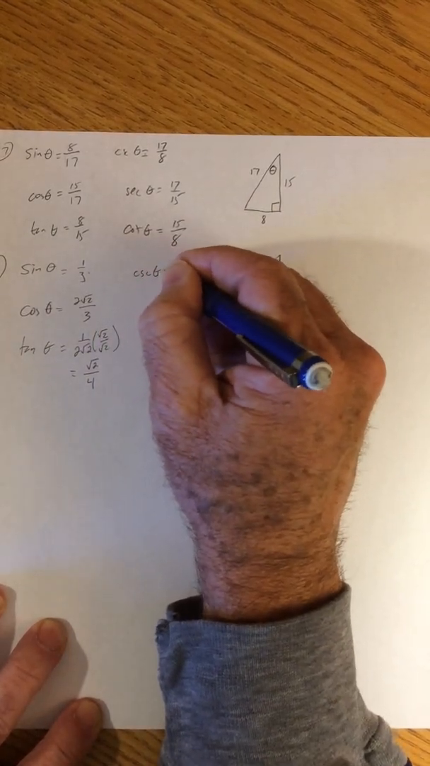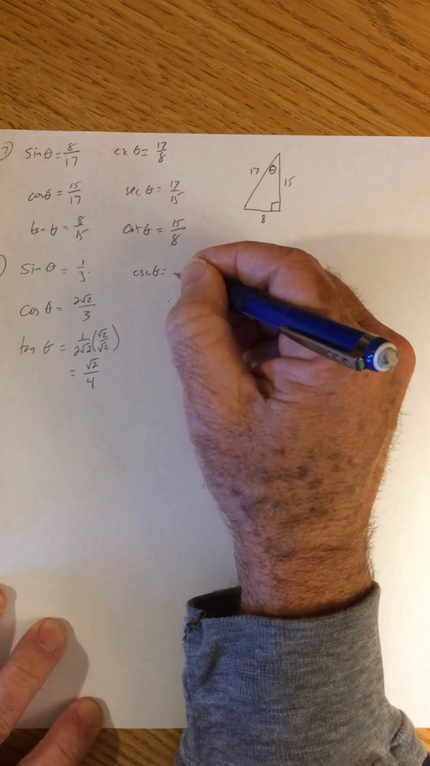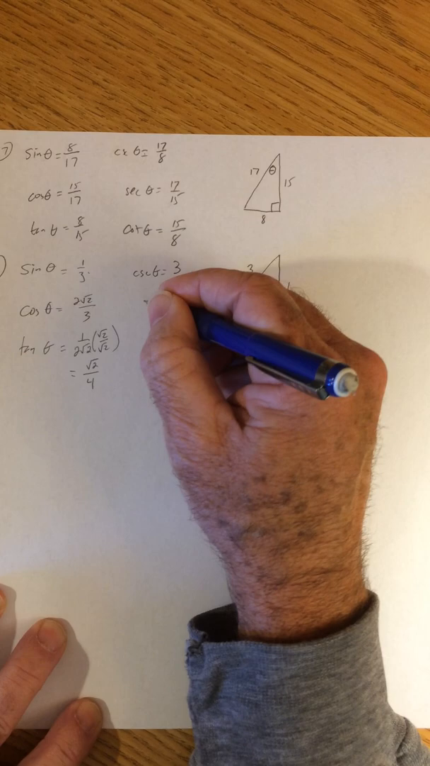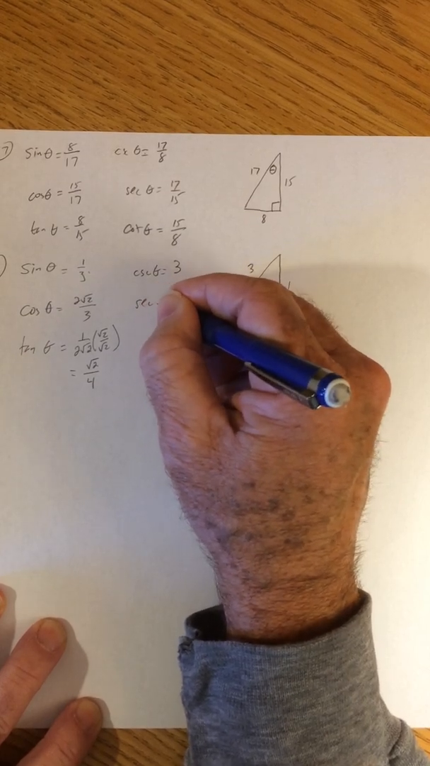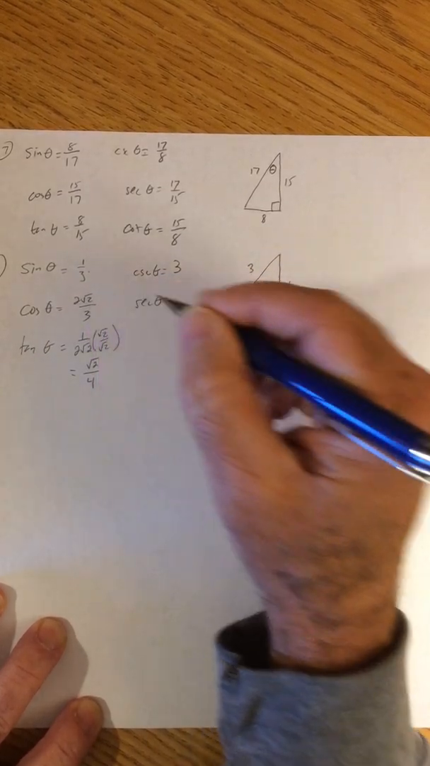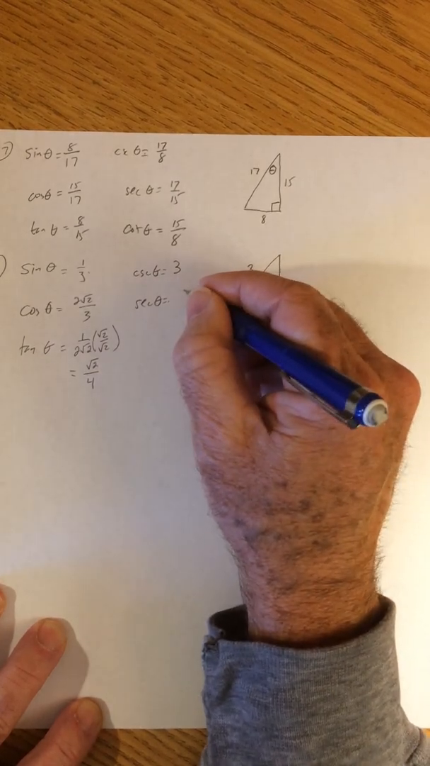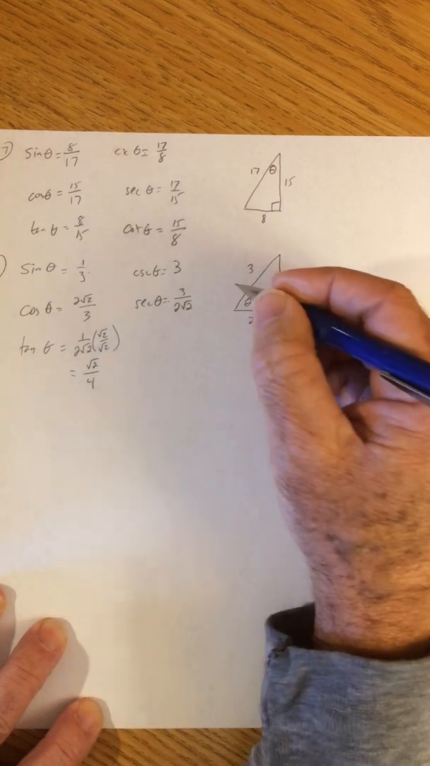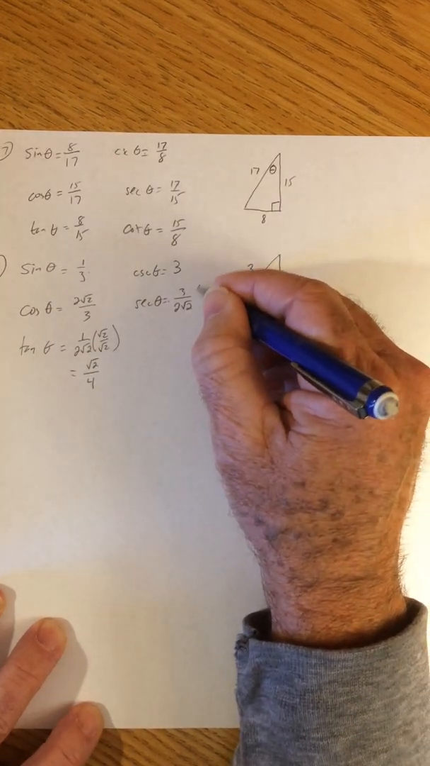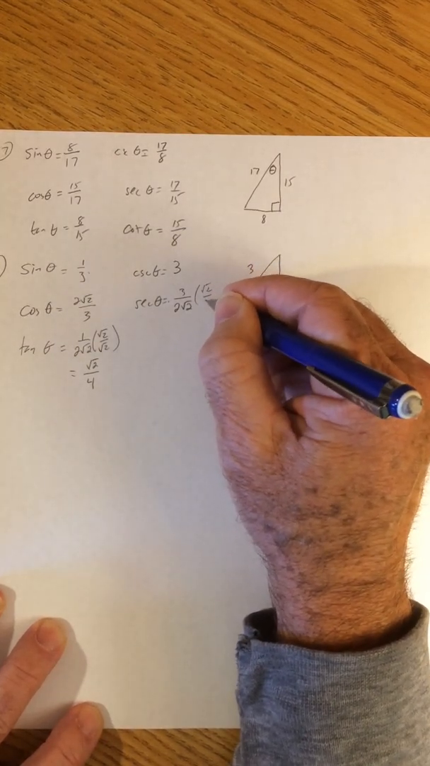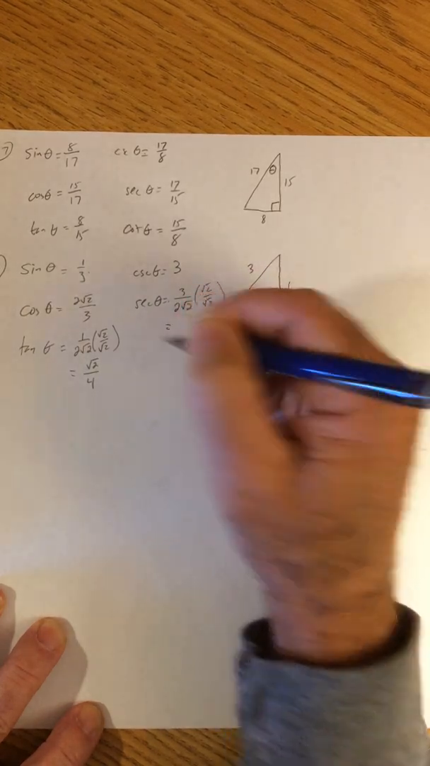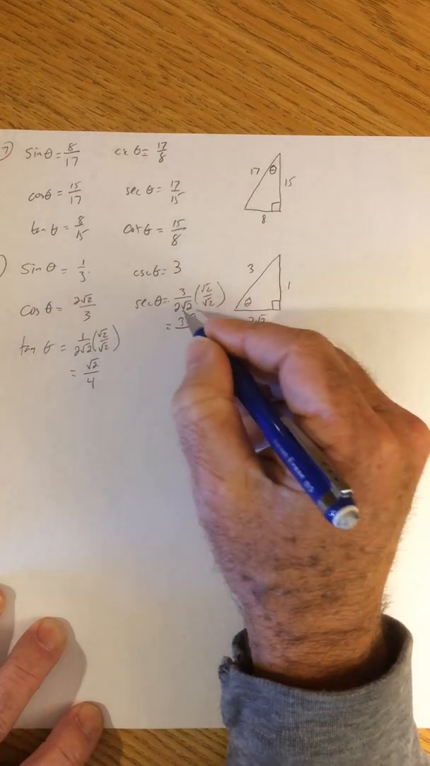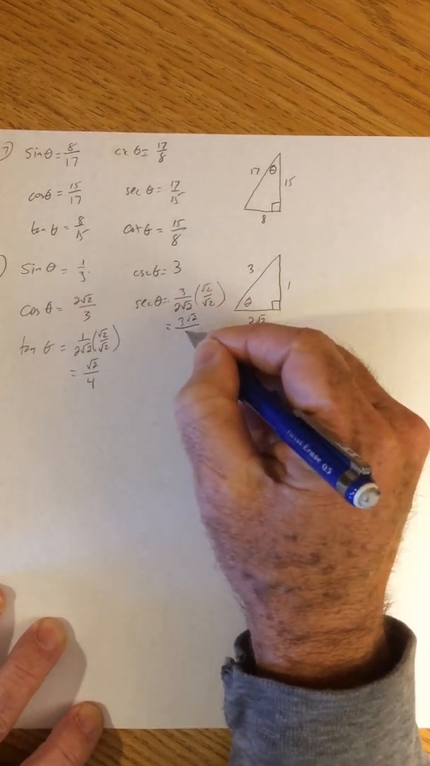Cosecant is the reciprocal of sine, so that's 3 over 1, or just 3. Secant is the reciprocal of cosine, so that will be 3 divided by 2 times square root of 2. And again, we will rationalize that, multiplying this by the square root of 2 over the square root of 2. So that will give us 3 square root of 2 over 2 times, again, 2 is 4.